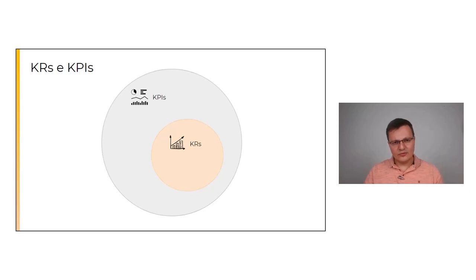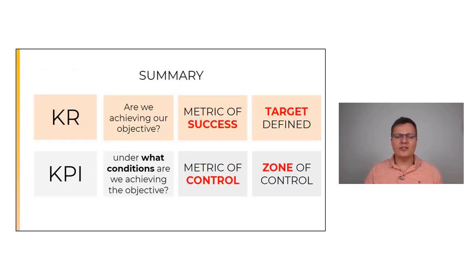So, just trying to summarize all this information, we have a KR that answers the question, are we achieving our objective? It is a metric of success, and it has a target defined. Different from a KPI, which answers the question, under what conditions are we achieving the objective? It is a metric of control, and we have zones of control where we monitor those metrics. Okay?